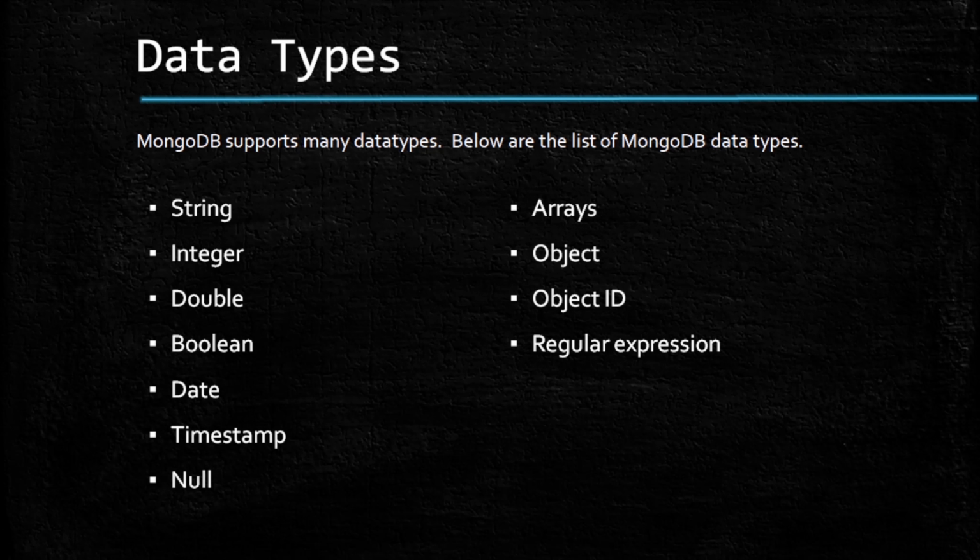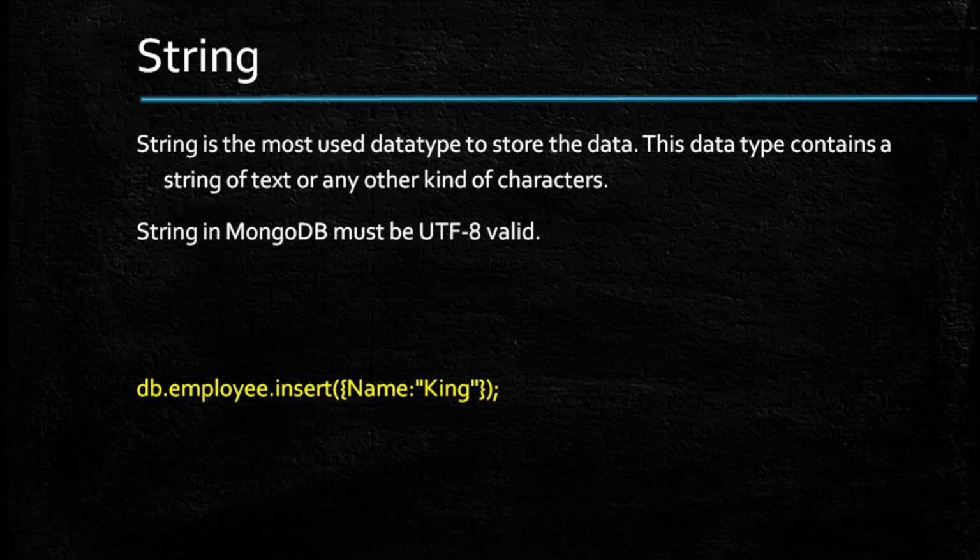Below is the list of MongoDB data types: string, integer, double, boolean, date, timestamp, null, arrays, object, object ID, regular expression. And we will cover each of the data types in our next slides. Now we will understand the string data type in MongoDB.